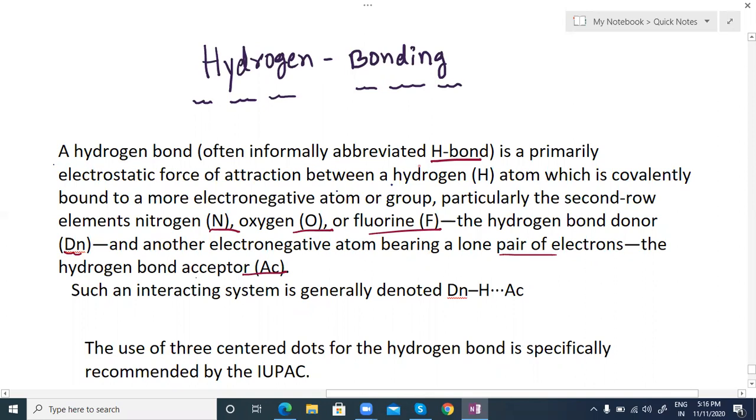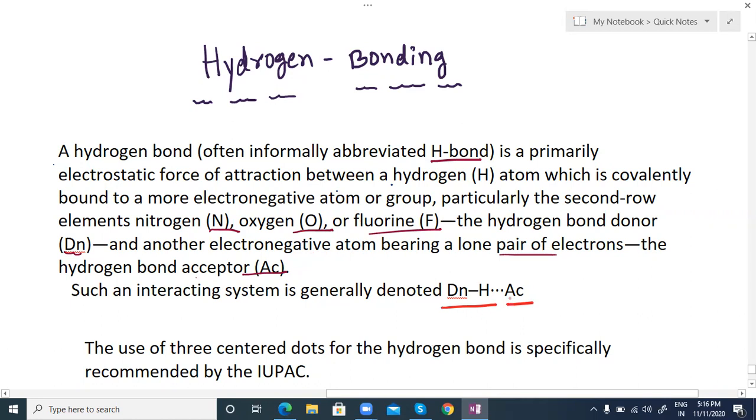A hydrogen bond, often written as H bond, is primarily an electrostatic force of attraction between a hydrogen atom which is covalently bound to a more electronegative atom or group, particularly the second row elements nitrogen, oxygen, fluorine, the hydrogen bond donor, and another electronegative atom bearing a lone pair of electrons, the hydrogen bond acceptor. We'll see the representation: generally donor, hydrogen atom, and acceptor.